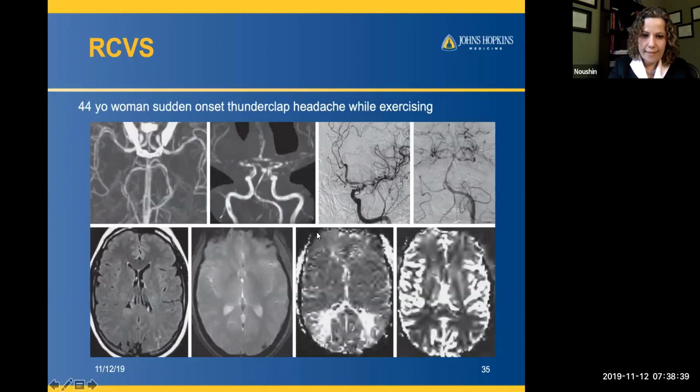This is another classic case, a 44-year-old woman with sudden onset thunderclap headaches while exercising. This is an MRA image showing multifocal areas of high-grade stenosis, kind of like a beaded appearance of intracranial vessels. This is an angiogram. On MR, there were foci of convexity subarachnoid hemorrhage. You see there's lack of FLAIR suppression in the left occipital lobe. Here, you can see on the GRE image a little bit of susceptibility, and the patient had pretty heterogeneous perfusion because of all these areas of vascular narrowing.